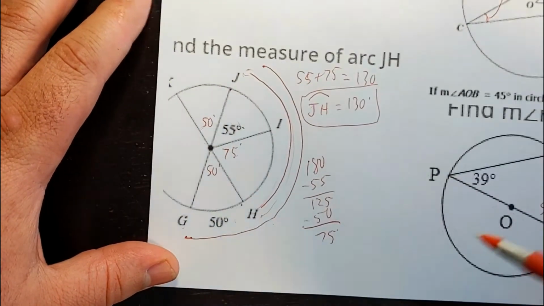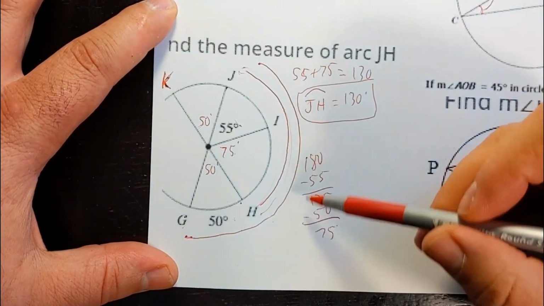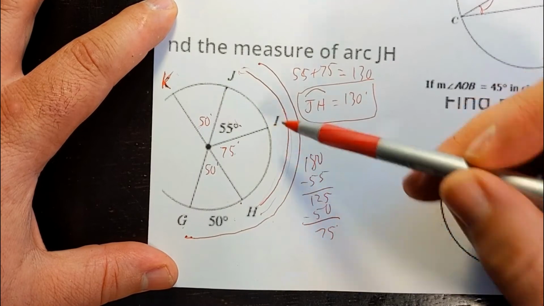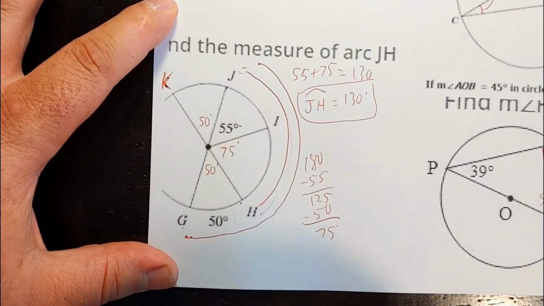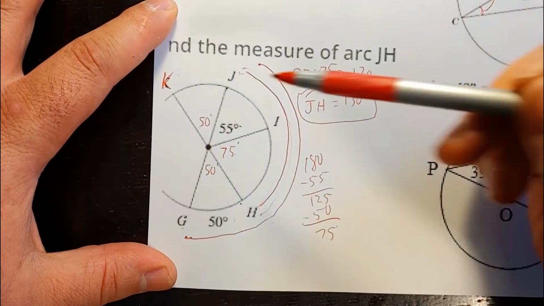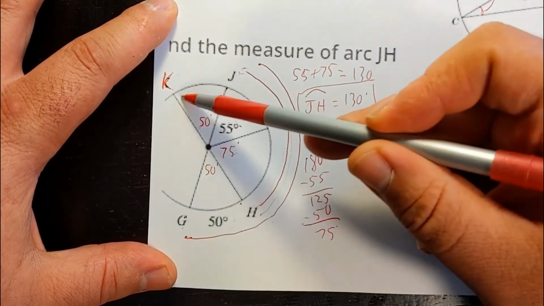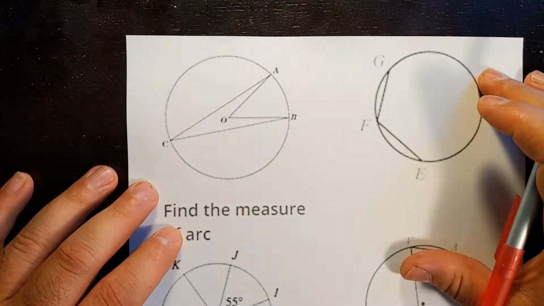If I was asking for, I think this is K. If I was asking for KI, you would add 50 and 55. If I was asking for KH, that'd be 50, 55, and 75, which looks like it's a diameter, so it should be 180.